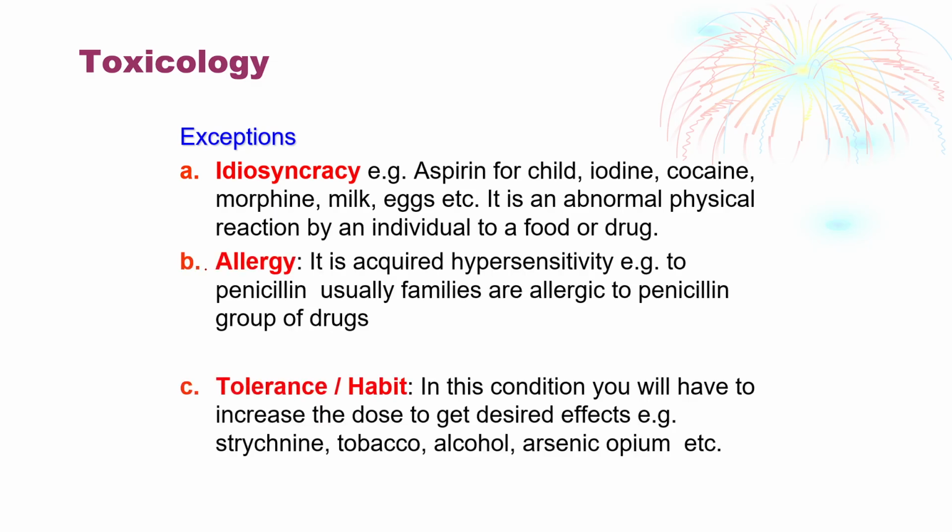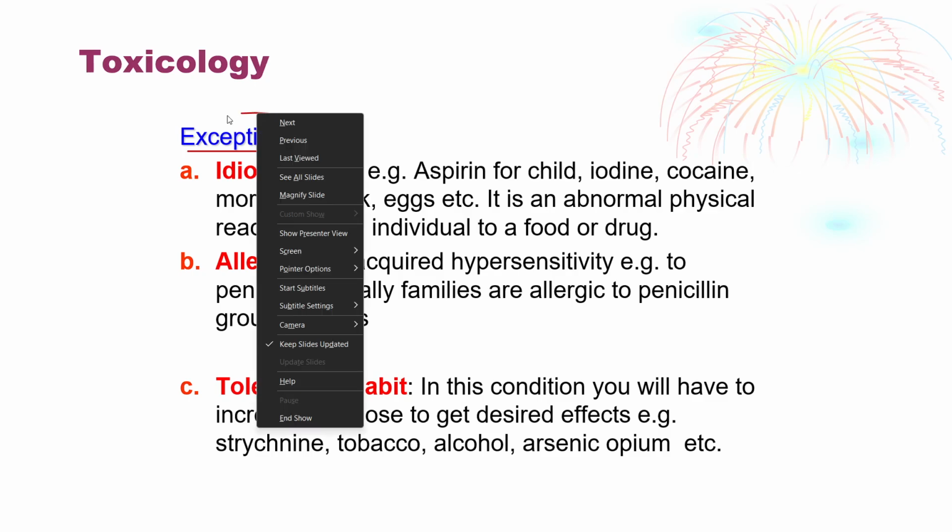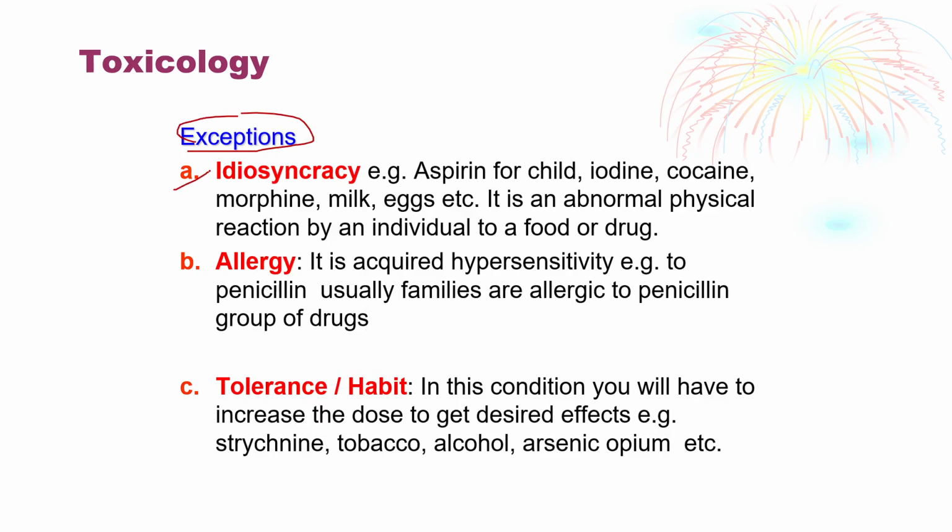We talked about that higher the dose, higher will be the effect, but there are some exceptions. The first is idiosyncrasy. First, we need to know what idiosyncrasy is. This is a very abnormal reaction to something to which the bodies of other people don't show an abnormal reaction. For example, in some people, aspirin, iodine, cocaine, morphine, milk and egg cause very abnormal physical reactions. They are specific to the people, for foods and drugs as well. We call that idiosyncrasy, not an allergic reaction. What is allergy?